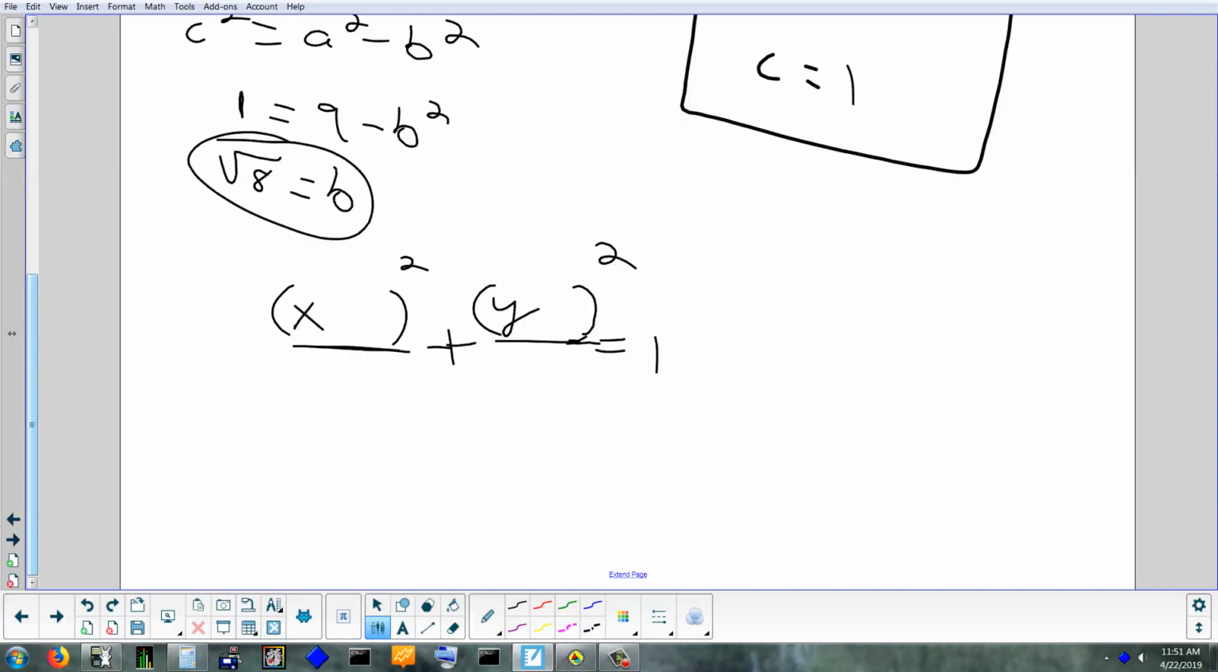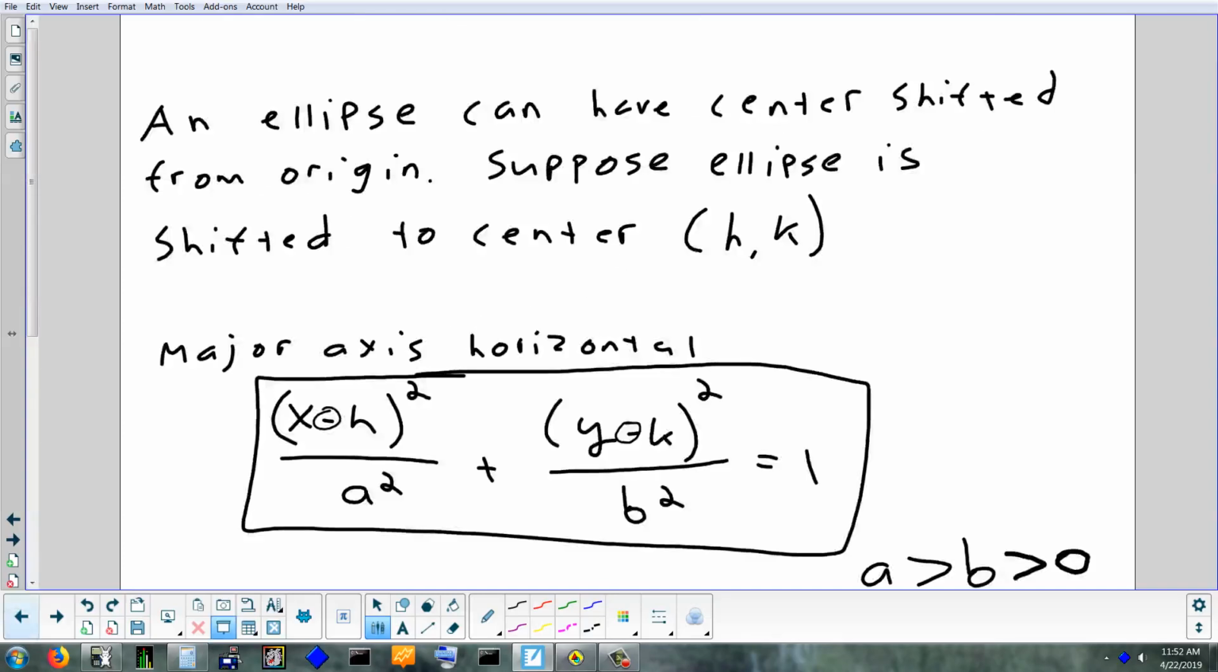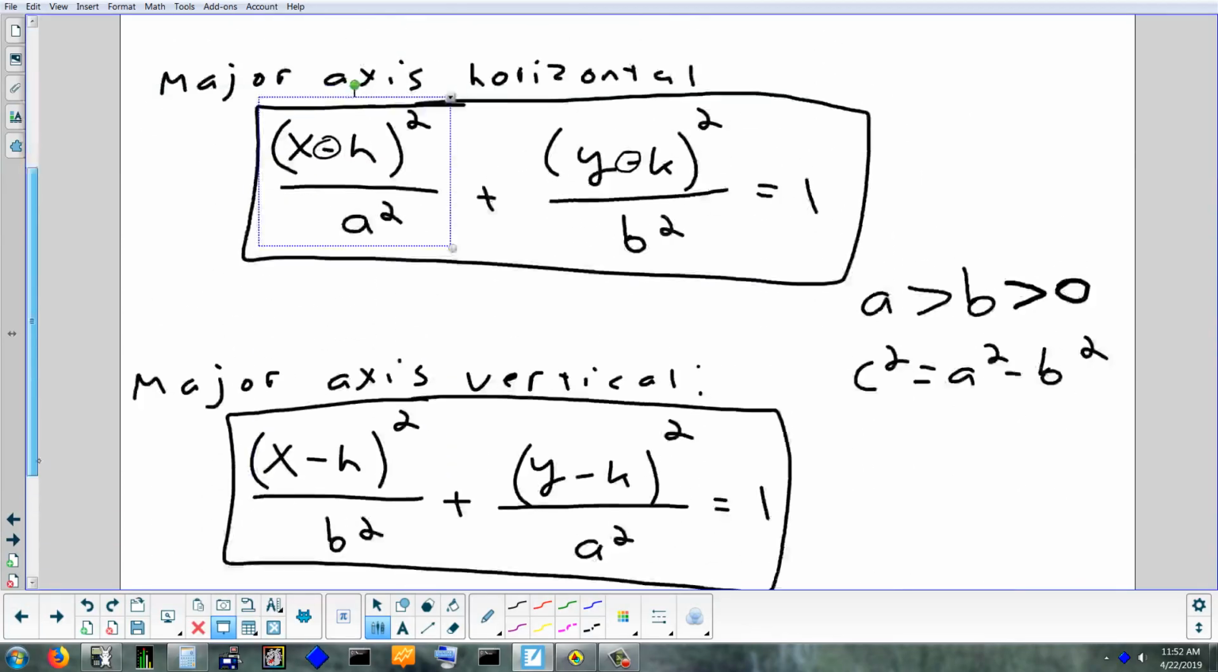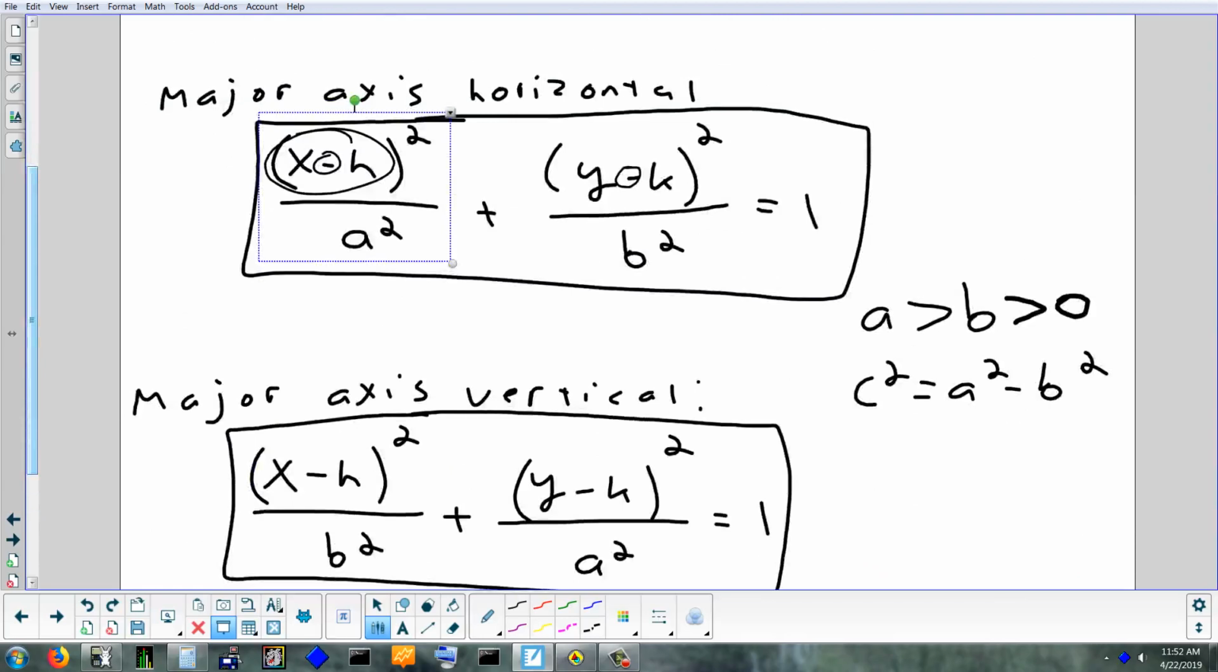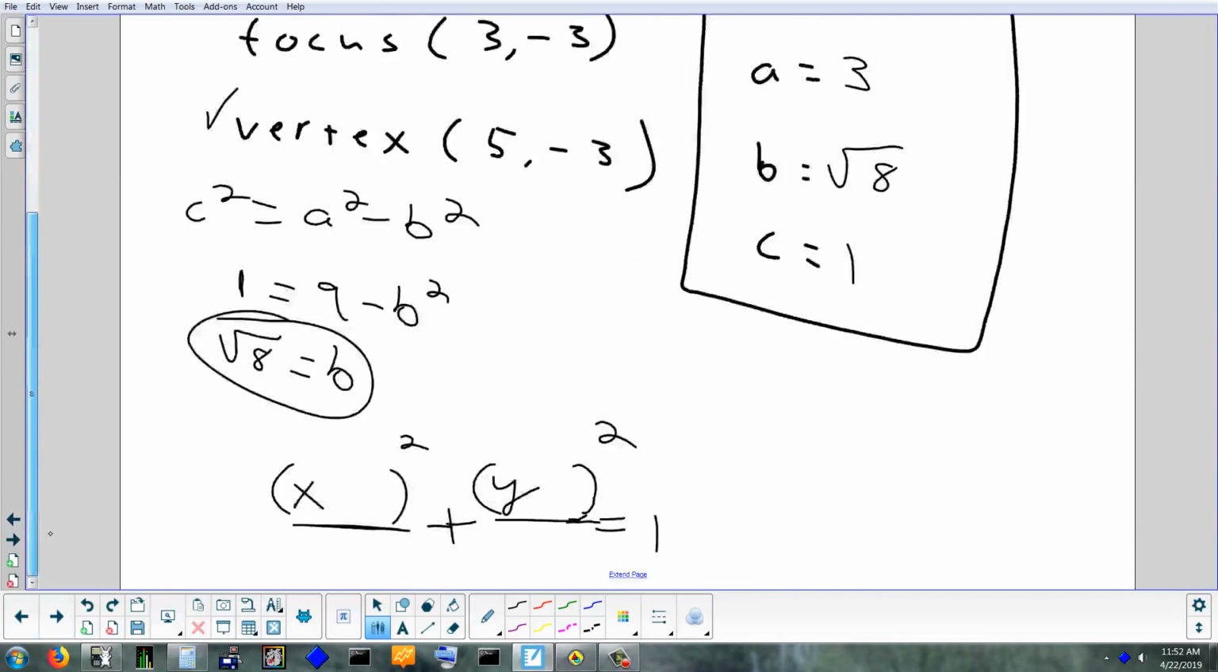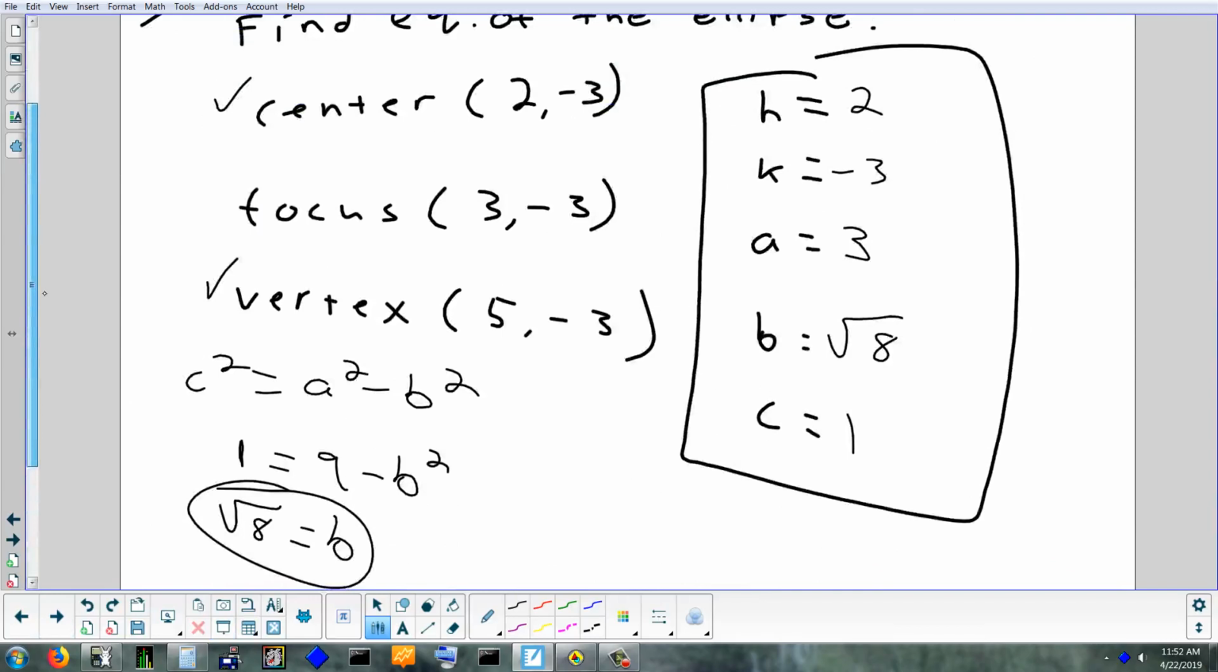Now, if it's at the origin, you're done. There's nothing else you have to do. But now we have to take into account that it's been shifted. h units left and right, k units up and down. Notice, x and h are always together. x and h always go together. y and k. k is the vertical. That's your up and down. So, what should I put right in my first numerator? x minus what?